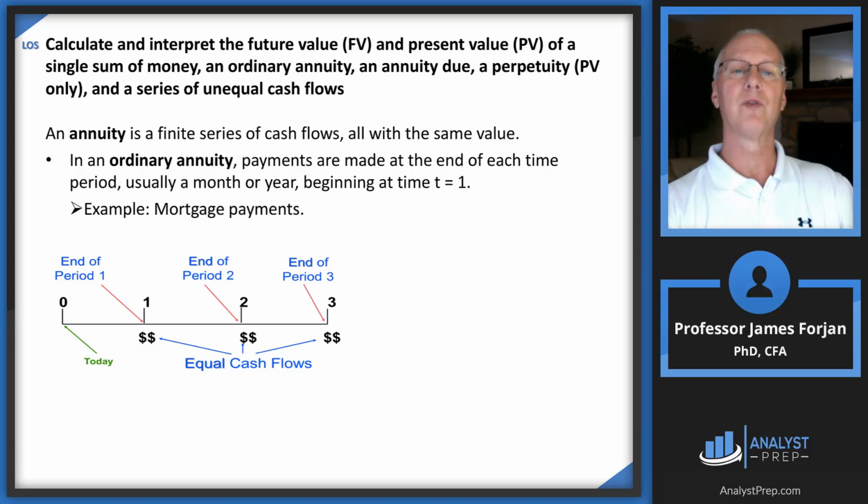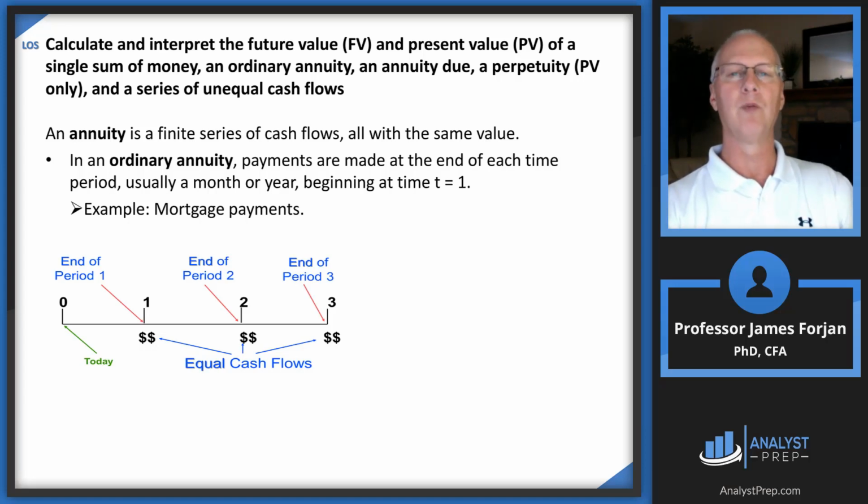Let's go ahead and start with some definitions. First of all, an annuity is a series of consecutive, equal payments. And there are a couple of different kinds of annuities. The most common annuity is an ordinary annuity in which the payments are made at the end of each time period. Think of your mortgage loan.